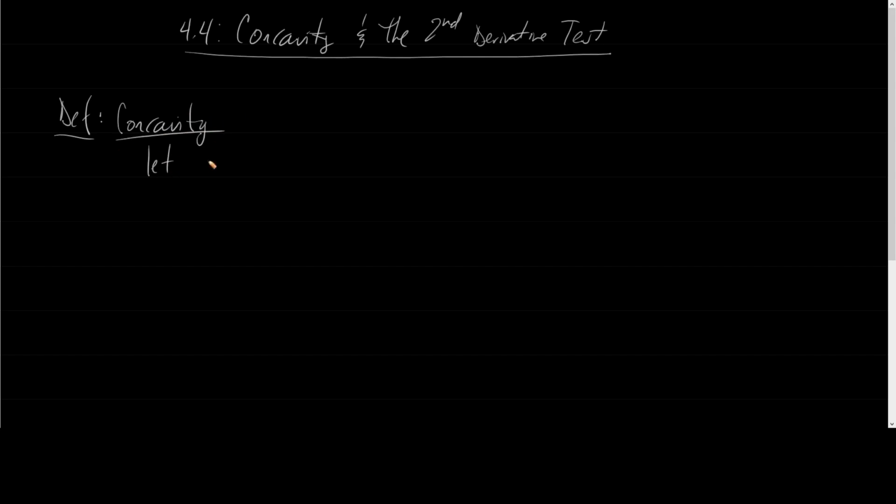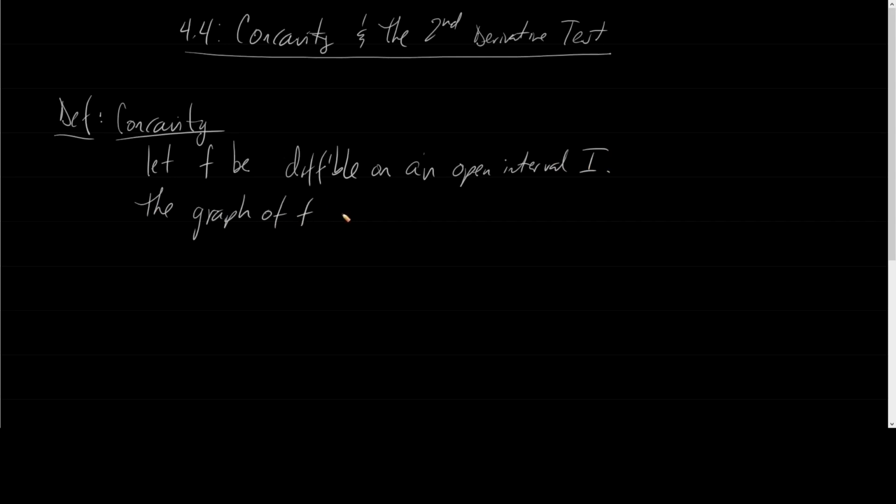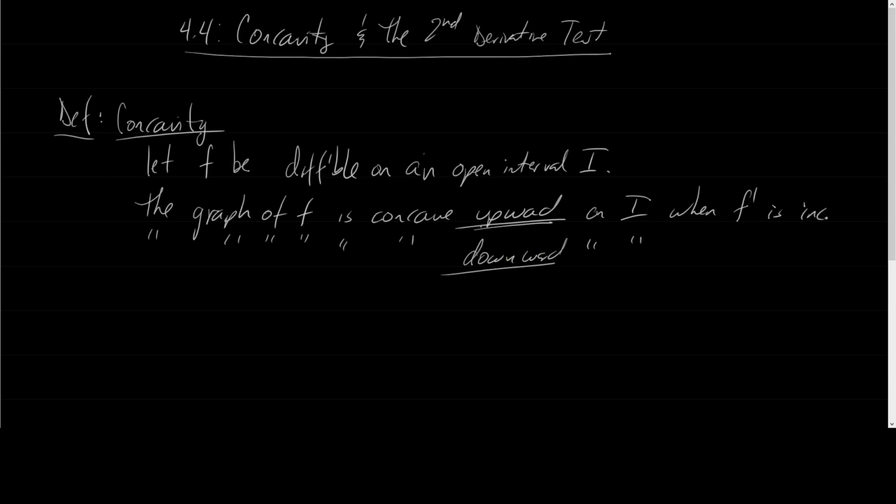So let f be differentiable on some open interval I. The graph of f is concave upward on I when f prime is increasing. Similarly, the graph of f is concave downward on I when f prime is decreasing. All right.